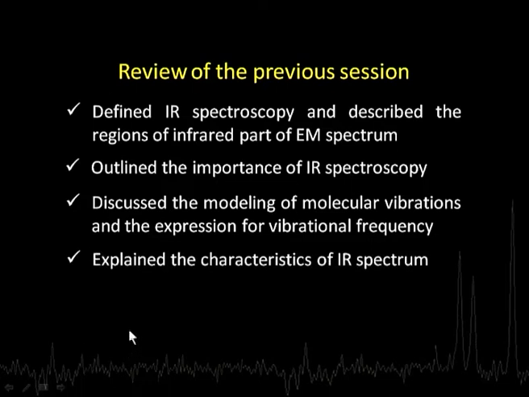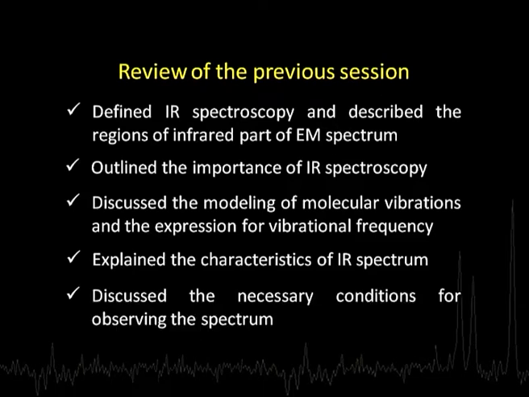Then we explained the characteristics of the IR spectrum. We took a schematic spectrum and showed that the spectrum can be characterized in terms of the different kinds of bands we get there. They are characterized by whether there are strong bands, or weak bands, or medium bands, and things like that. Thereafter, we discussed the condition necessary for the spectrum to be observed. That means, what is the requirement in the molecule so that it can interact with IR radiation and give us the spectrum, which can be used to find out information about the molecule. So that's all that was done in the previous session.